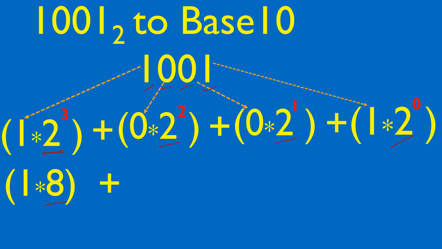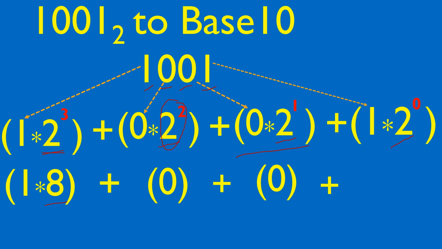Plus, so we have 2 raised to the power 2 here. And then we're multiplying it by 0. Once you're multiplying anything by 0, it automatically becomes 0. So there's no need for us to simplify that further, because the answer will be 0. Likewise here, we have 0 times 2 raised to the power 1. So once you're multiplying by 0, it becomes 0 automatically, so plus 0.